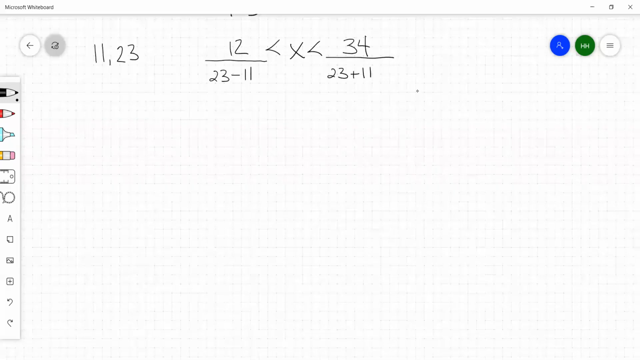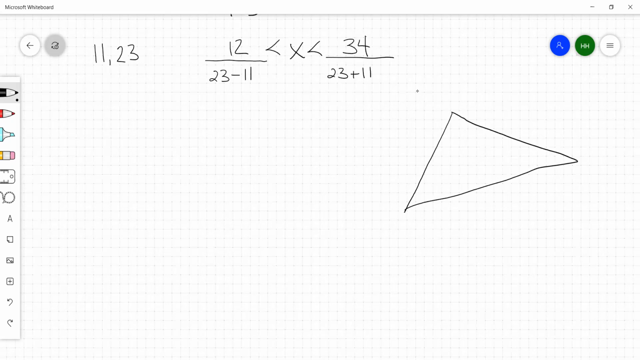All right, and then finally, you're going to be given, let's take this triangle. Let's call it MNO. Let's make one side x plus 5. We'll make another side 5x minus 7. And this third side 2x plus 22. Determine the possible values of x.